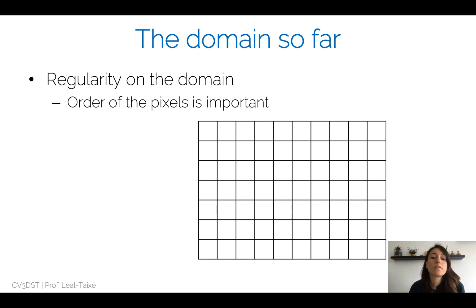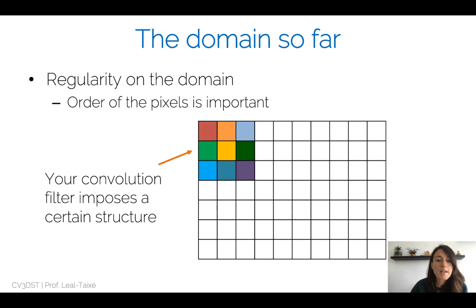So there is a certain regularity. First, the neighbors are always placed on the same positions. And second, the order is also important. So why am I mentioning this?